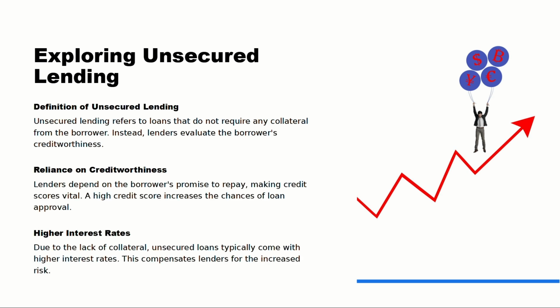Exploring unsecured lending. Definition of unsecured lending. Unsecured lending refers to loans that do not require any collateral from the borrower. Instead, lenders evaluate the borrower's creditworthiness. Reliance on creditworthiness. Lenders depend on the borrower's promise to repay, making credit scores vital. A high credit score increases the chances of loan approval. Higher interest rates. Due to lack of collateral, unsecured loans typically come with higher interest rates. This compensates lenders for the increased risk.